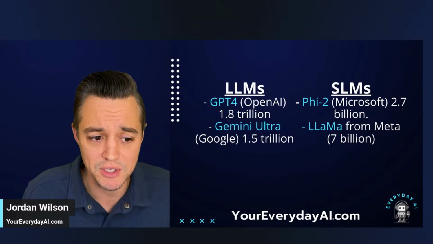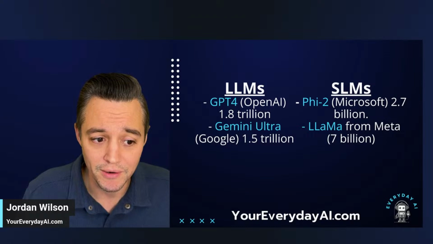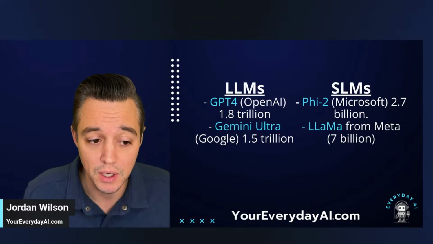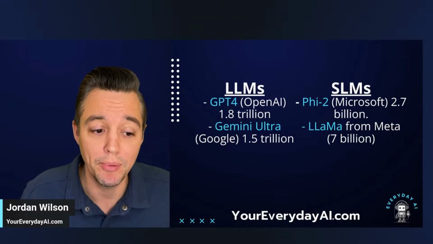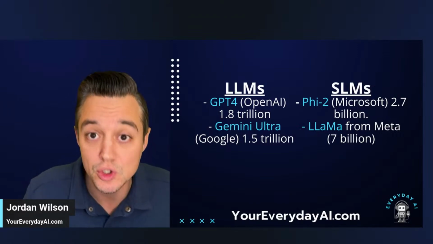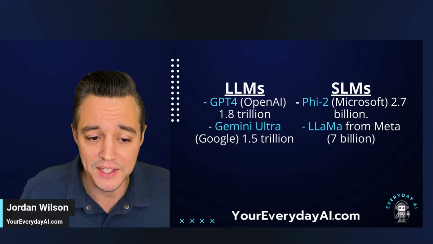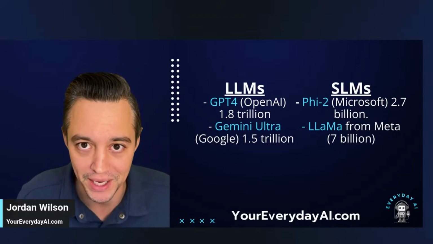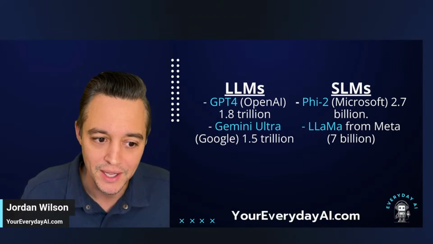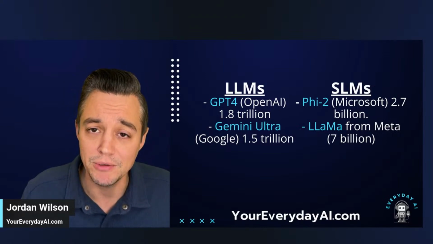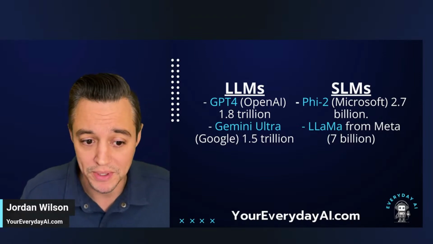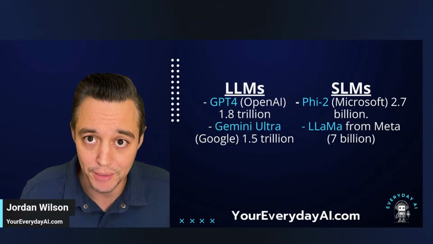As an example, for large language models, probably the two most popular ones are GPT-4 from OpenAI, which is reportedly about 1.8 trillion parameters, and Gemini Ultra from Google, which is reportedly 1.5, 1.6 trillion parameters. Then let's look at some popular small language models that maybe would have been considered big 3 years ago, but they're small now. Phi 2 from Microsoft is about 2.7 billion parameters. Then you have Llama, a very popular open source model from Meta, about 7 billion parameters.